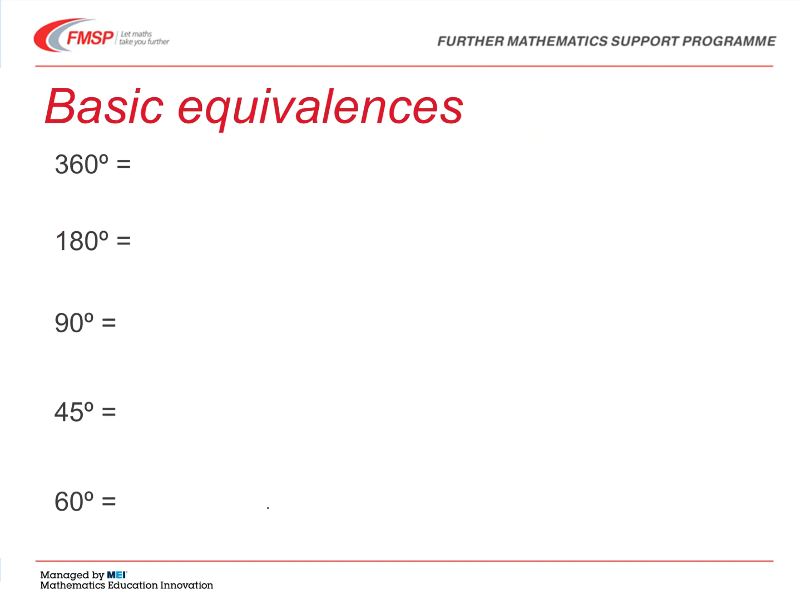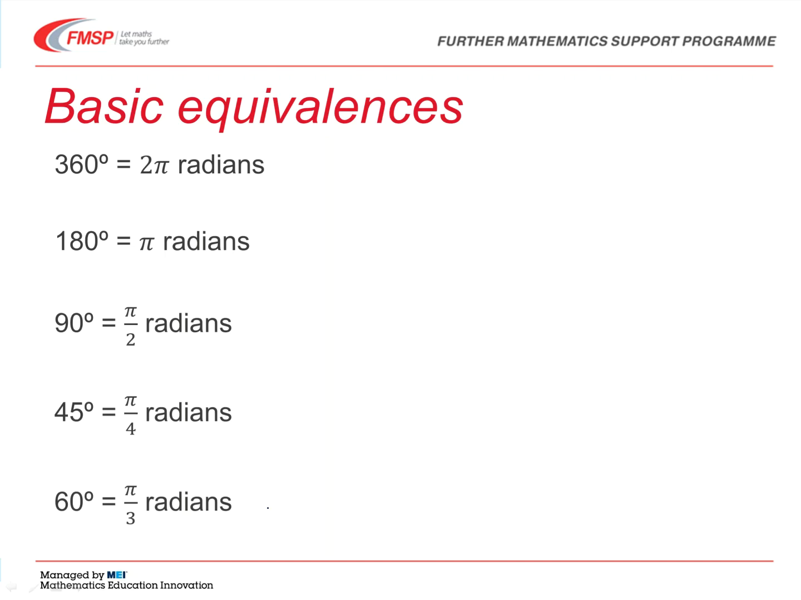Here are the basic equivalences that you need to know. We've already worked out that 360 degrees is 2 pi radians. Pause the video for a moment while you work out the other values. OK, 180 degrees is half a turn, so that's pi radians. 90 degrees is 1/4 of a turn, so that's pi/2 radians. Half that again to get 45 degrees, that's pi/4 radians. And 60 degrees is 1/3 of 180 degrees, so that's pi/3 radians.